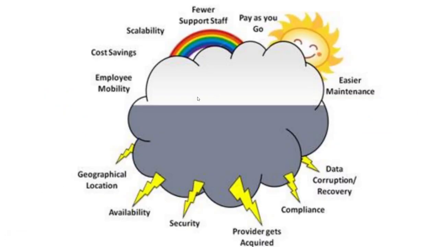This is the description of the good aspects, the white cloud, and the bad aspects, the black cloud of SaaS. Employee mobility, cost savings, scalability, fewer support staff, pay as you go, and easier maintenance are all positive aspects of SaaS. Some negative aspects are data corruption and recovery, compliance, providers getting acquired, security, availability, and geographic location. Suppose the server is all the way in America and I am somewhere in the Middle East. It will take some milliseconds for the data. There are also latency issues and some other stuff like that.